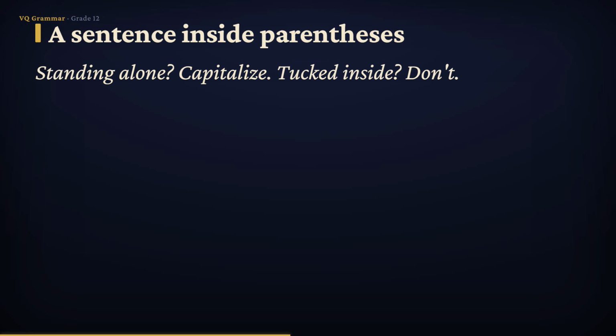Last one, and it's a nice mirror of the quotation rule. Sometimes a whole sentence lives inside parentheses.